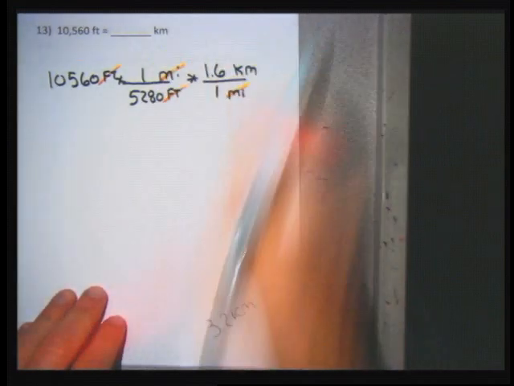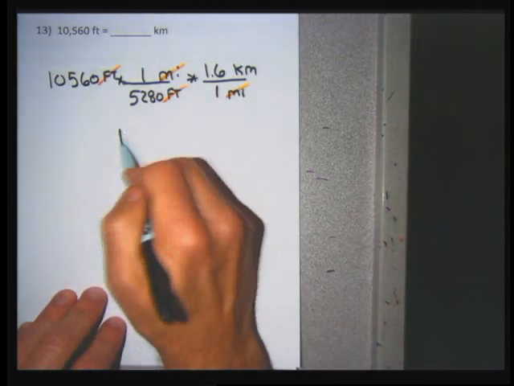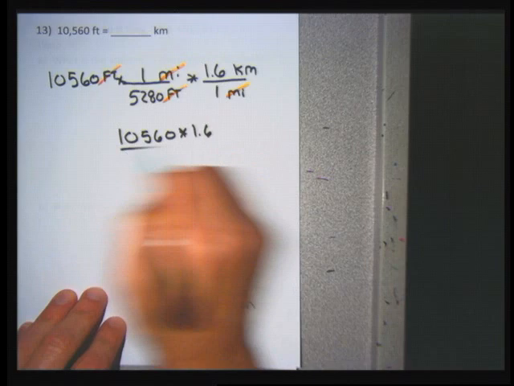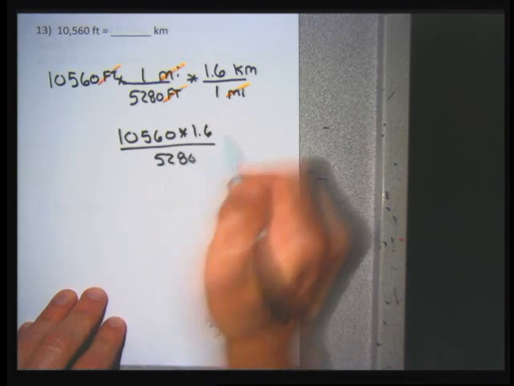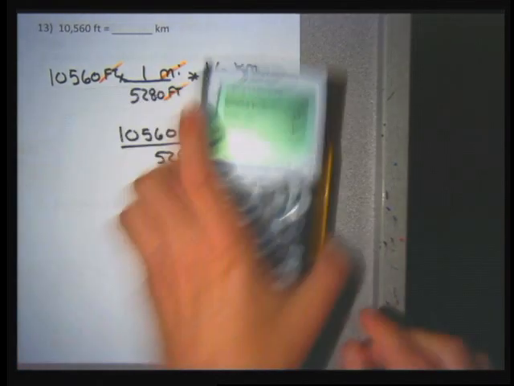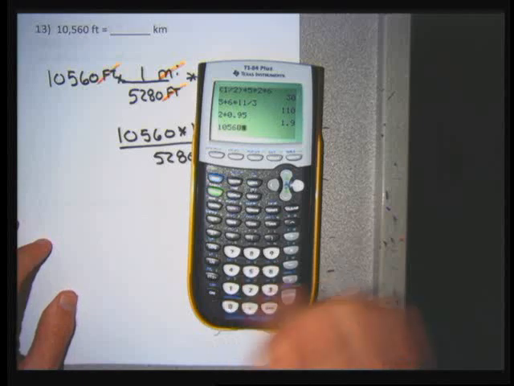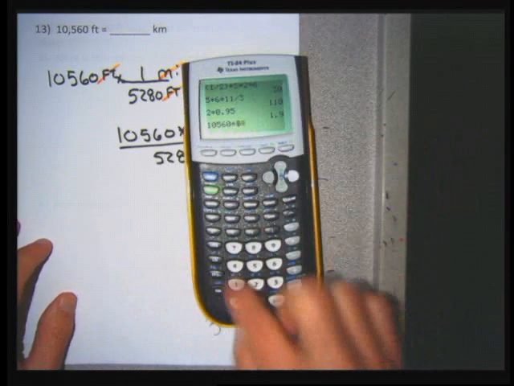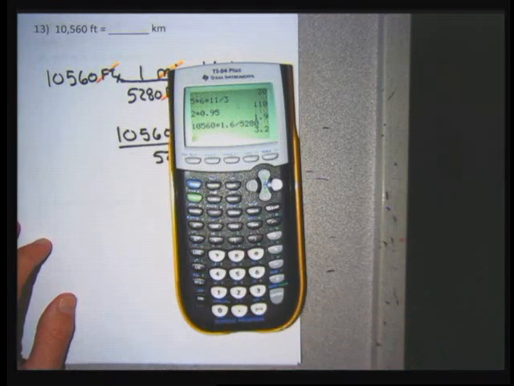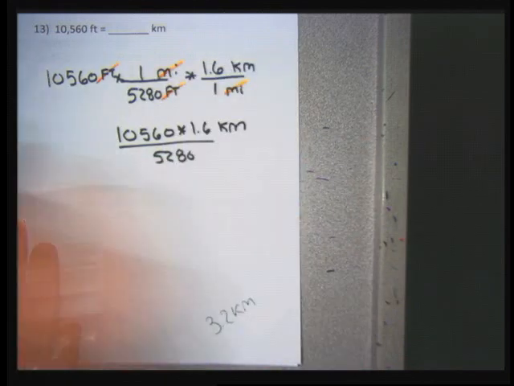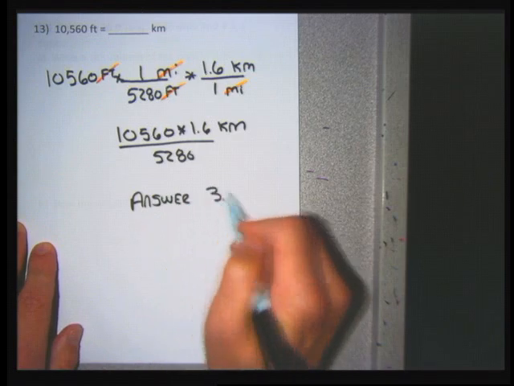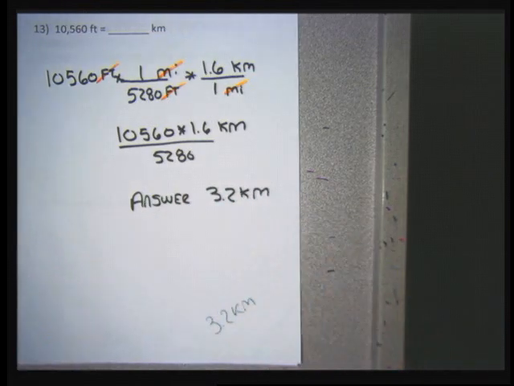Now the miles are going to cancel, so what I have left, I don't need the times 1, is 10,560 times 1.6 over 5,280, and my units now are left in kilometers. So I'm just going to go times and divide. 10,560 times 1.6 divided by 5,280, and I get 3.2, and the units are kilometers. So my answer is 10,560 feet are 3.2 kilometers.